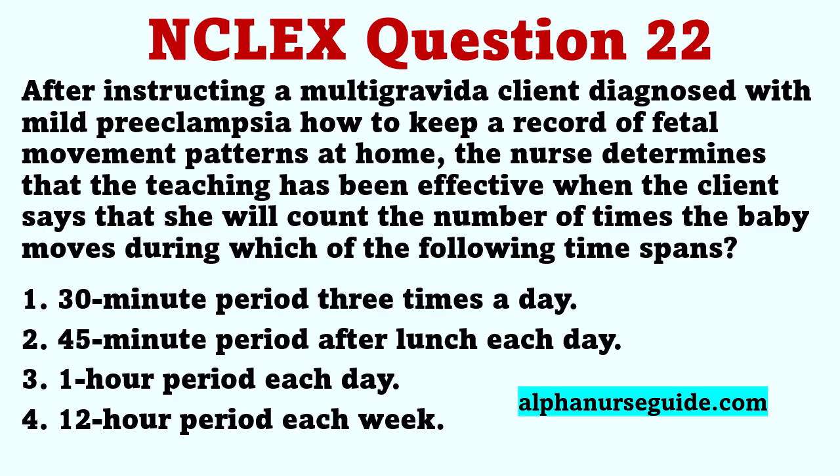After instructing a multigravida client diagnosed with mild preeclampsia how to keep a record of fetal movement patterns at home, the nurse determines that the teaching has been effective when the client says that she will count the number of times the baby moves during which of the following time spans. 1. 30-minute period 3 times a day. 2. 45-minute period after lunch each day. 3. 1 hour period each day. 4. 12-hour period each week.